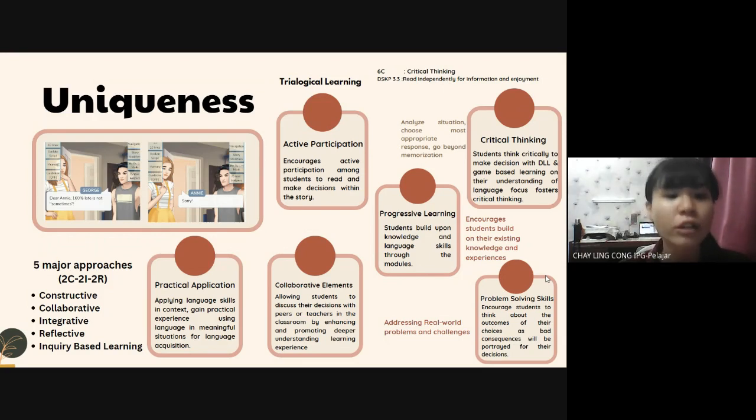So this digital innovation product with the trilogical learning method includes five major approaches, which is 2C, 2I, and 1R, sorry. So the first one will be constructive, collaborative, integrative, reflective, and also inquiry-based learning.